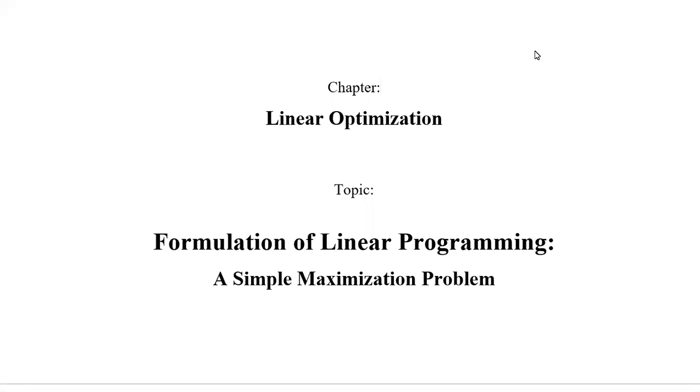In this video, we're going to talk about some general applications of linear programming, and we're also going to talk about formulation of simple LP problems.